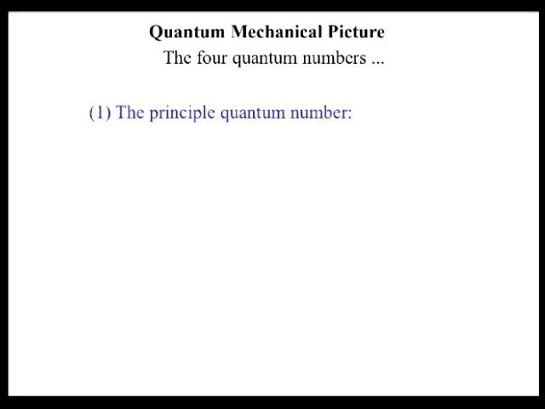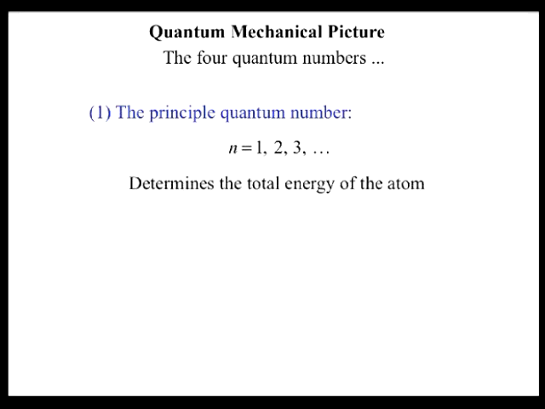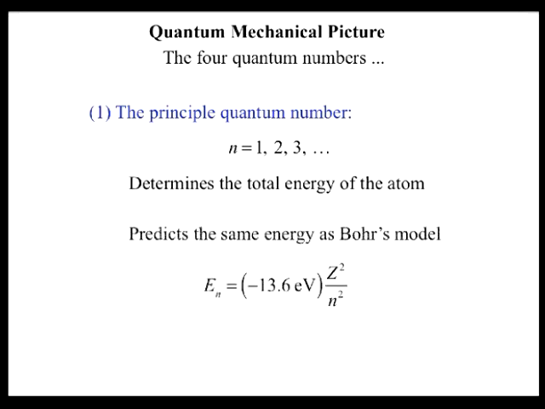First is the principal quantum number n. As in the Bohr model, this number determines the total energy of the atom and can have only integer values, n equals 1, 2, 3, etc. In fact, the Schrödinger equation predicts that the energy of the hydrogen atom is identical to the energy obtained from the Bohr model, or En equals negative 13.6 electron volts times Z squared divided by n squared.